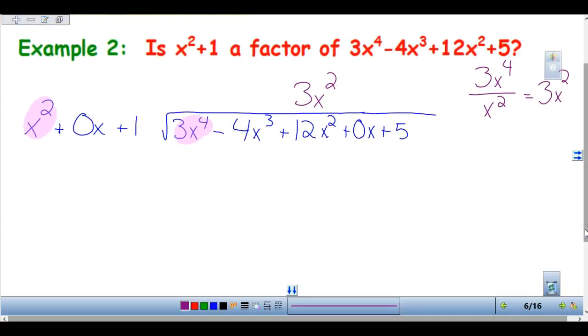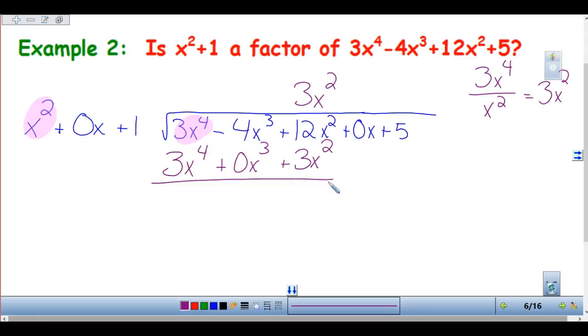Okay. Now, once you find the top, what are we supposed to do? Times. So I multiply by everything here, all 3 of them. So here I'm going to get 3x to the 4th. What's anything times 0? 0. So plus 0x to the 3rd, because there's an x there and 2 there. And what's 3x squared times 1? Okay. Now, what do I need to do with these? There you go. They all become negative.